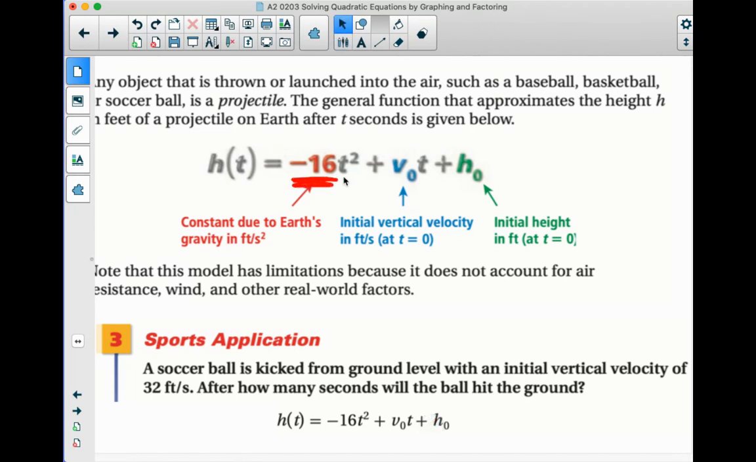The two parts where you might have to substitute in a value are this v sub 0, which is going to be the vertical velocity. So they'll say, he kicked the ball into the air at 3 meters per second. And the h sub 0 is like the starting height. So if I was to throw a baseball in the air, it's going to start from about 5 feet up from my shoulder, right? But you might be kicking a soccer ball off the ground, so that would start at 0.